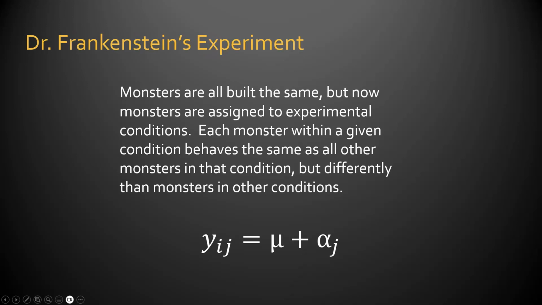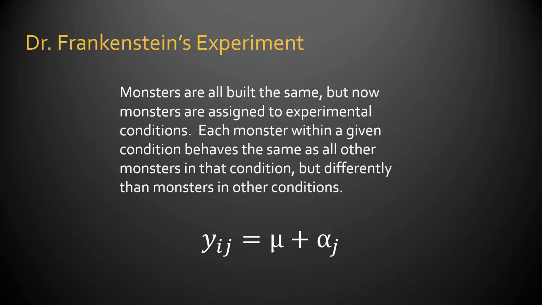Now let's do an experiment with Frankenstein's monsters. Now let's assign them to experimental conditions. And our primary interest in creating this design, which is a one-factor randomized design, is in determining if there's a different effect for each of our experimental conditions. So we're going to assign monsters to experimental conditions. Every monster within a given condition is going to behave the same as all other monsters in that condition. However, because monsters are in different conditions, they're going to learn different things. They have different teachers. They might meet different times of day.